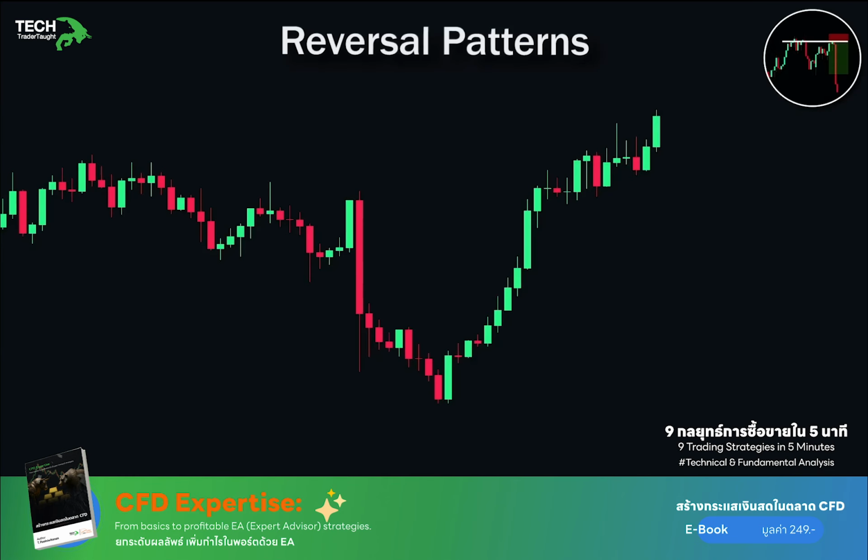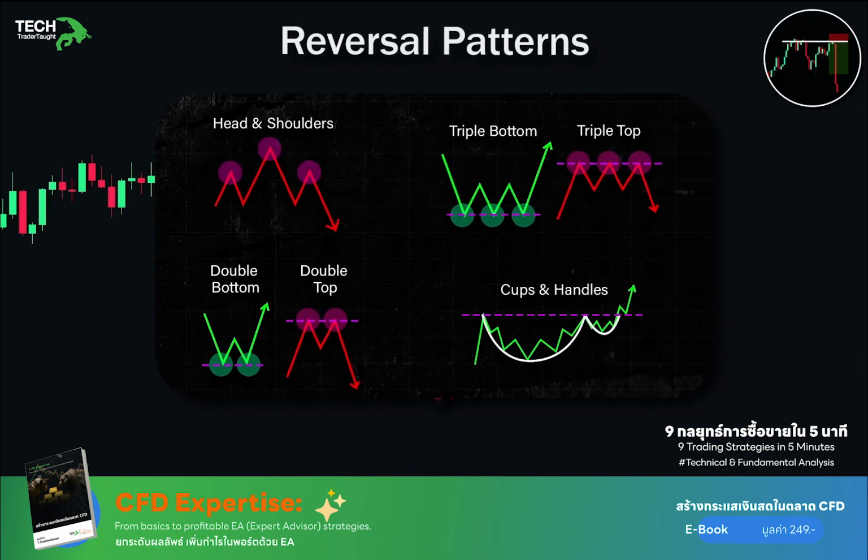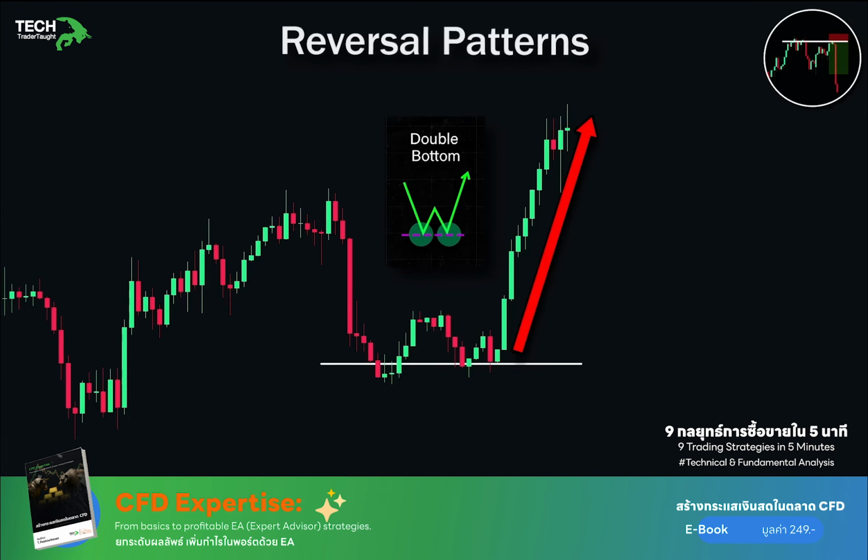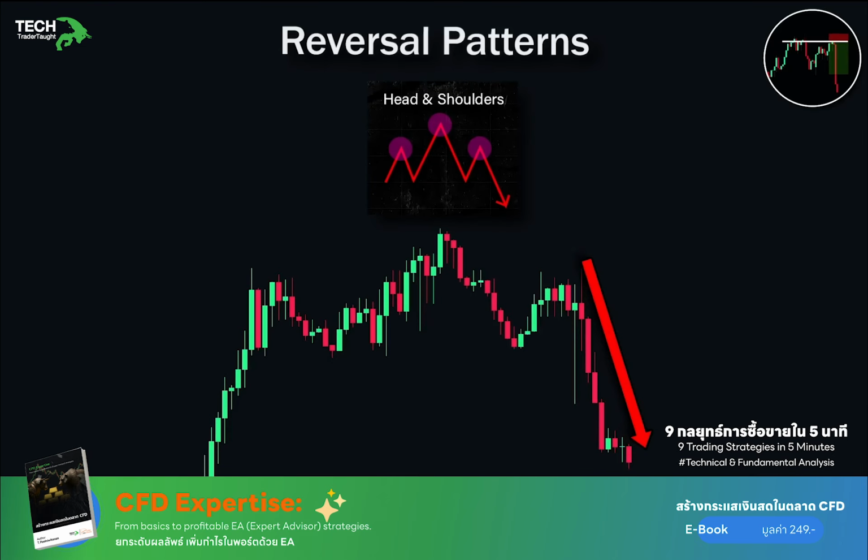Reversal patterns. It is when price moves in the opposite direction of the current trend and forms a countertrend. Specific patterns could be identified in a chart which could help traders predict reversals before they happen. Most notable reversal patterns are double top and bottoms, triple top and bottoms, head and shoulders, cups and handles.